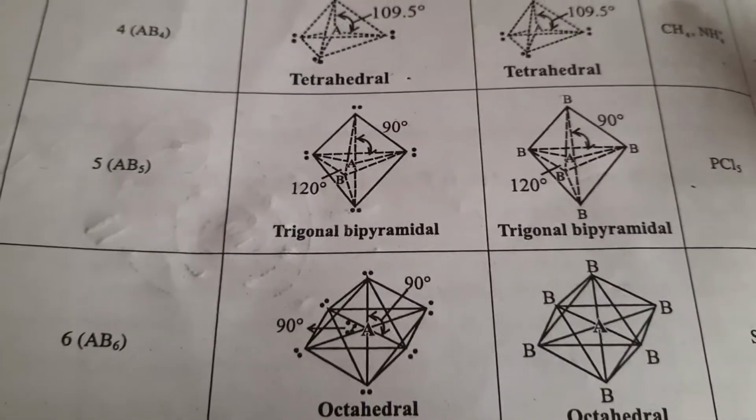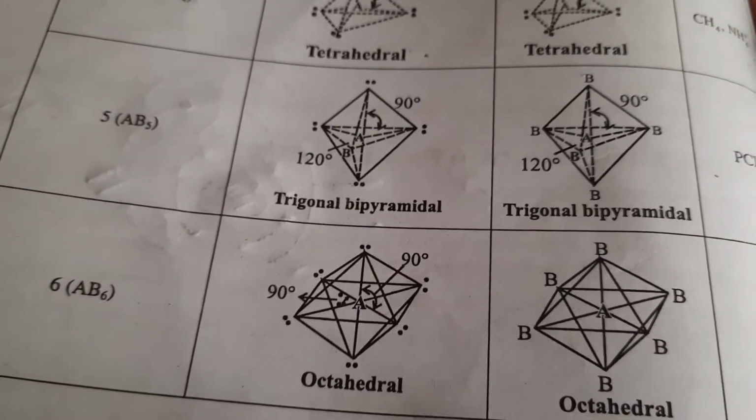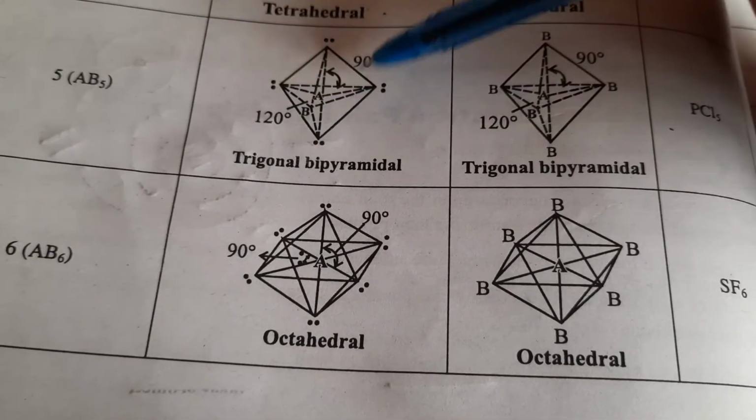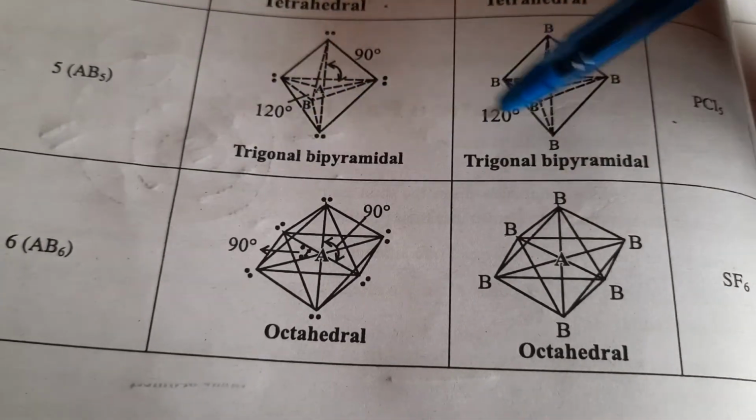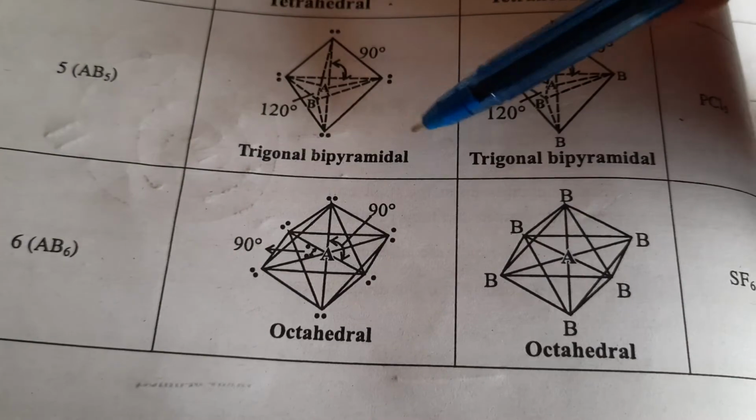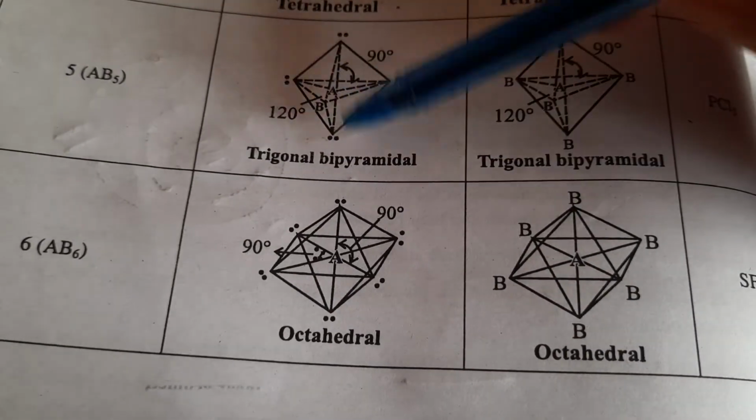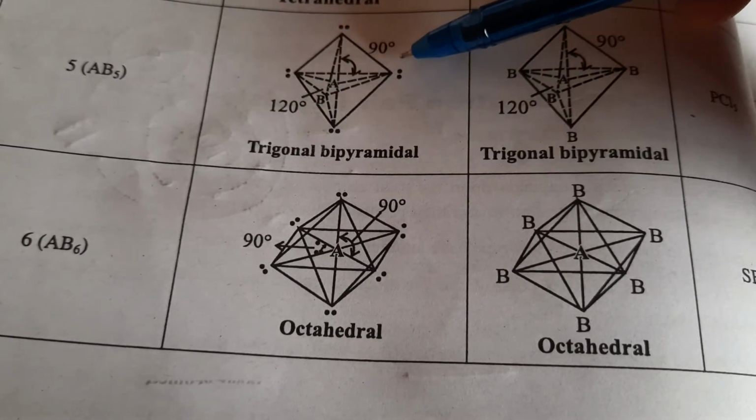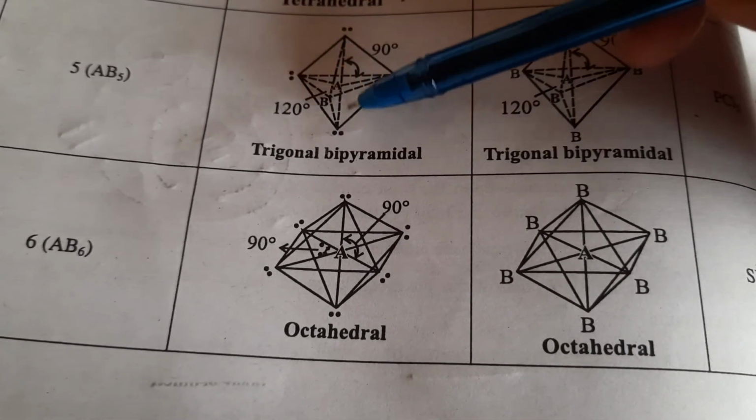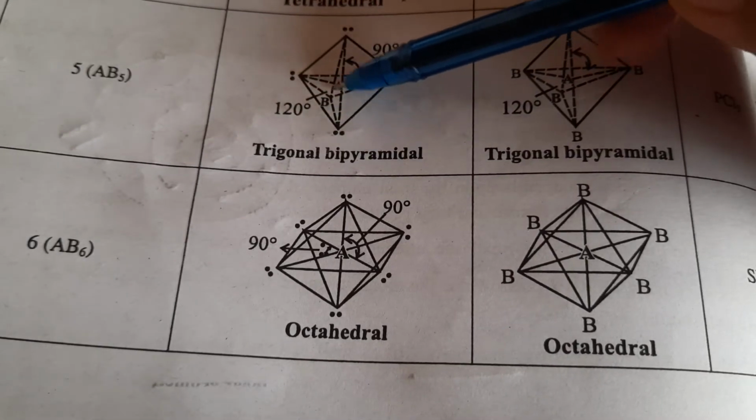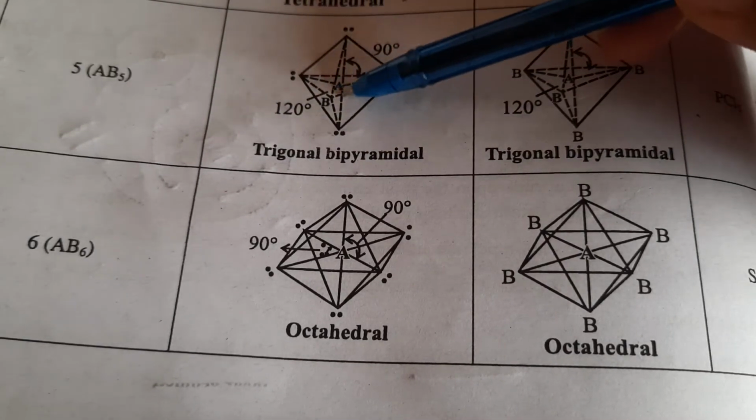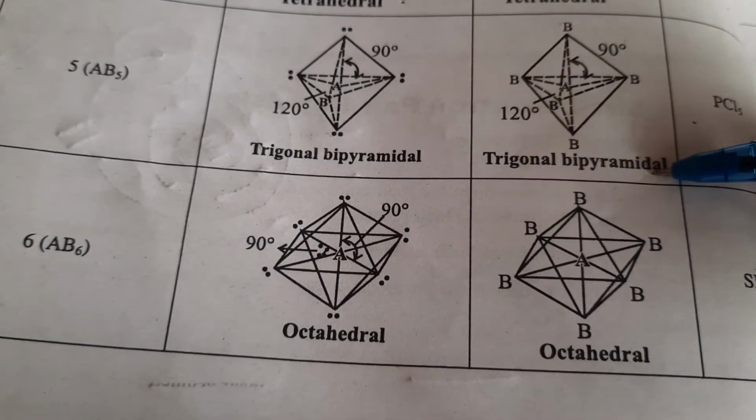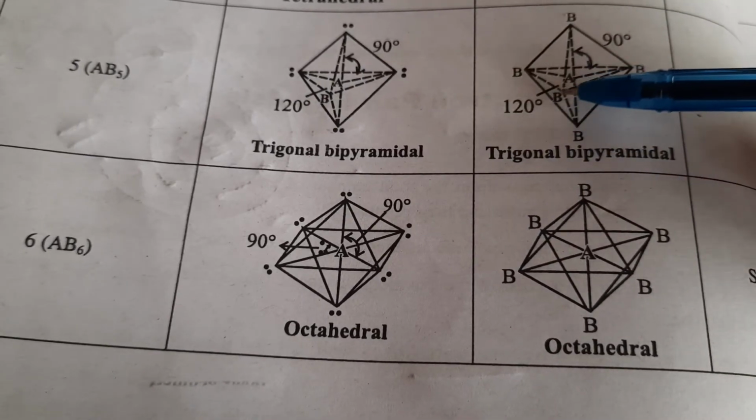Then we have the next category, that is AB5 type. AB5 means A is the central atom to which 5 atoms are directly bonded. Then the molecule will show trigonal bipyramidal. Here you can see the arrangement: this is the first atom, second, third, fourth atom, and it will have a fifth atom also. This is the B atom. So if you consider the bond angle for trigonal bipyramidal, then it is 120 degrees.